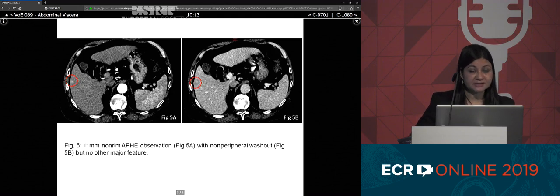And one more example. This is an example of a 10 to 19 millimeter APHE observation, late arterial phase and portal venous phase scan in the same patient. 11 millimeter observation here in subcapsular segment 5. It is enhancing in the arterial phase, washing out in the portal venous phase. This observation was LI-RADS 4 based on version 2017, but based on version 2018, it is a LI-RADS 5 observation. So minor changes.